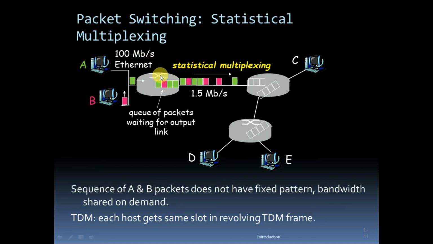This is the router view of packets waiting for the output link. When host A and host B send some data, it will wait here. This is the statistical multiplexing, and C, D are the receivers. So the sequence of A and B packets does not have a fixed pattern. Bandwidth is shared on demand. First come, first served terminology will be used here. In TDM, each host gets the same slot in a revolving TDM frame.